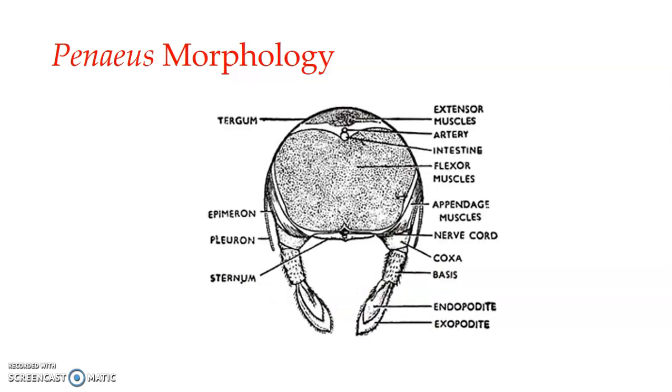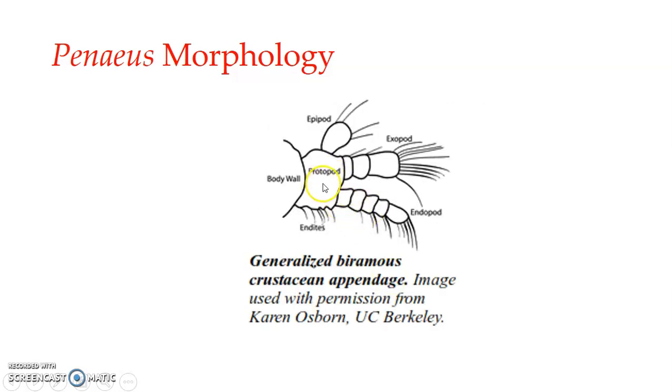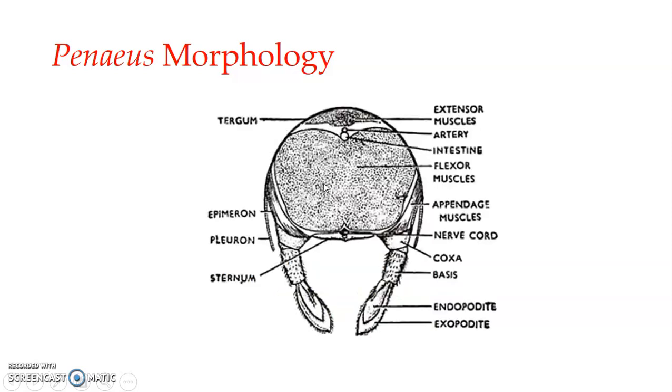Here we can see the base, the proximal part, is composed of coxa, and the coxa is for attachment of the appendage with the body. Okay, and the next segment is the basis. The basis bears the rami, the two branches. The outer one is the exopodite, the inner one is the endopodite. Okay, and these comprise what is known as the podomere.